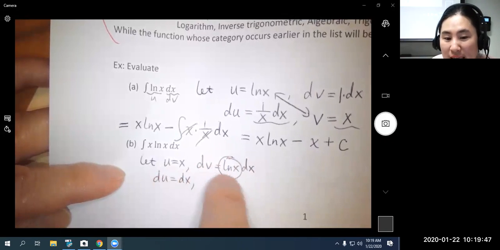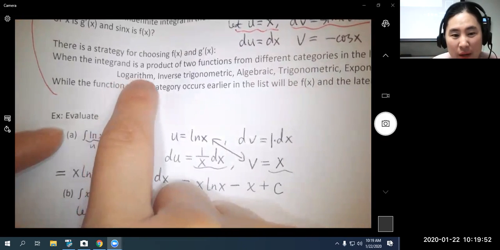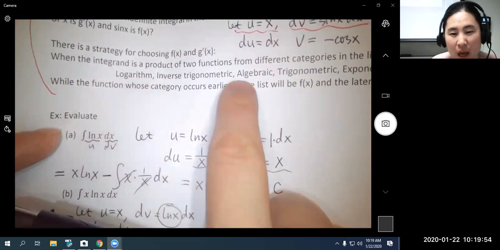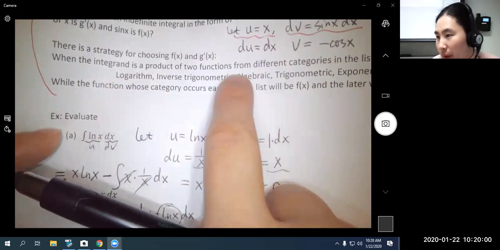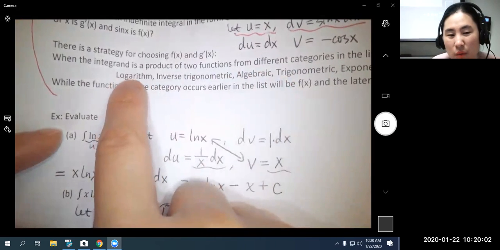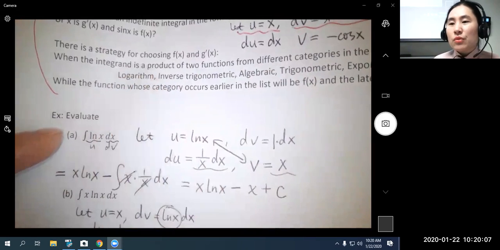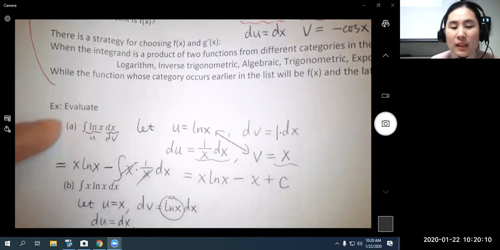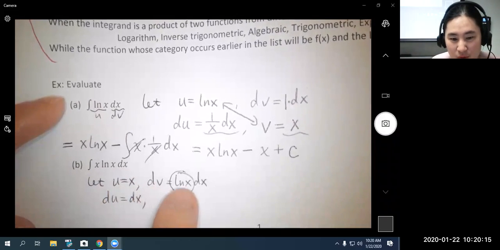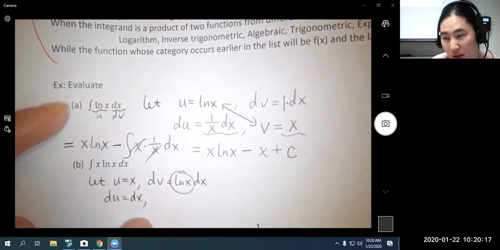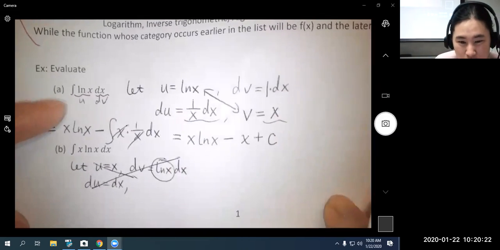So can we choose this option? No. See, here, when a logarithm is combined with an algebraic function, I would assume this algebraic is a polynomial, we would more likely choose the log for our u. But it really depends. For this question, if we let u equals x and dv equals ln x dx, we're not able to keep on doing the question, right? So switch. Sometimes if one way doesn't work, we have to try the other way.